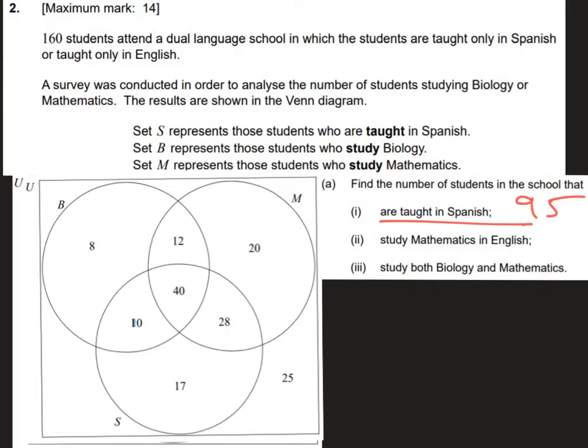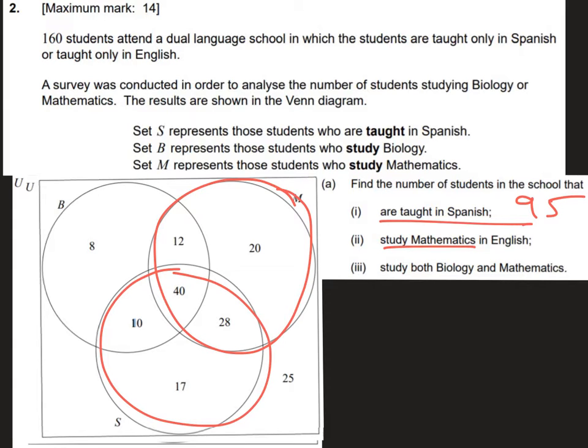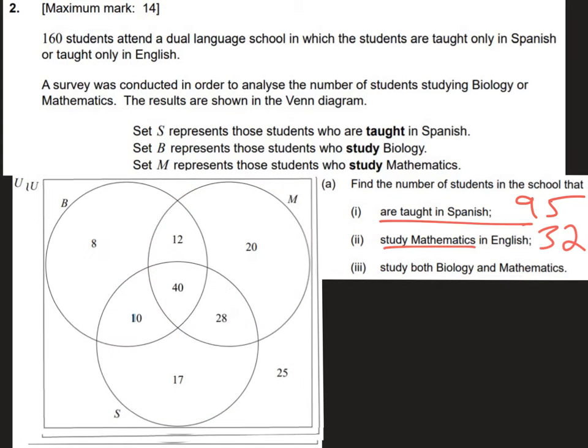Part 2 asks you to find those people who study maths in English. So for that, we are looking at those mathematicians who don't study it in Spanish. So we can see that this is the group of students that study in Spanish. So these 40 and 28 must study maths in Spanish, which means that the remainder, 12 plus 20, are going to be those students who study maths in English.